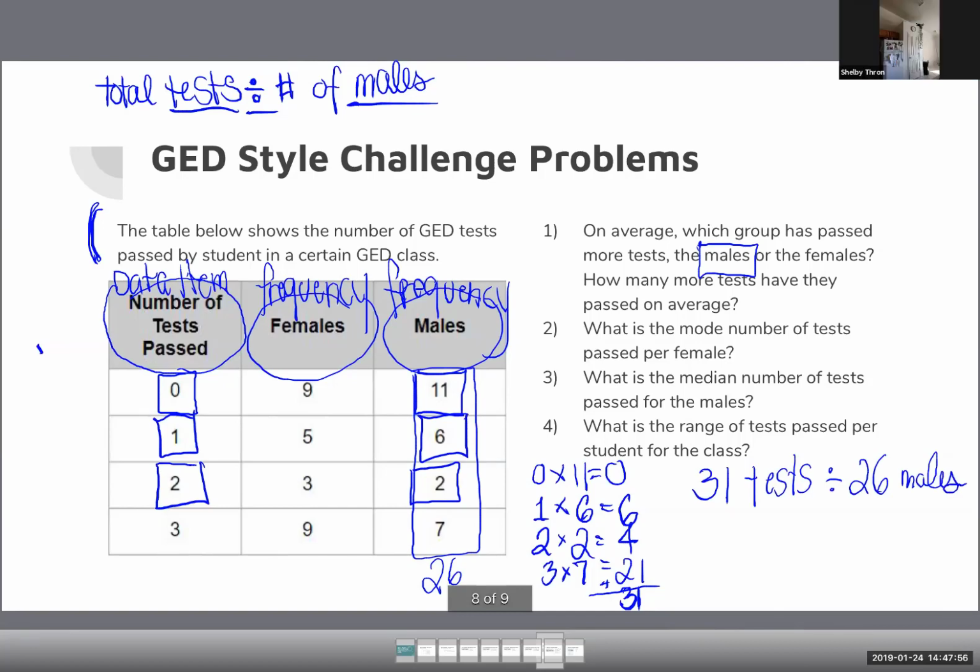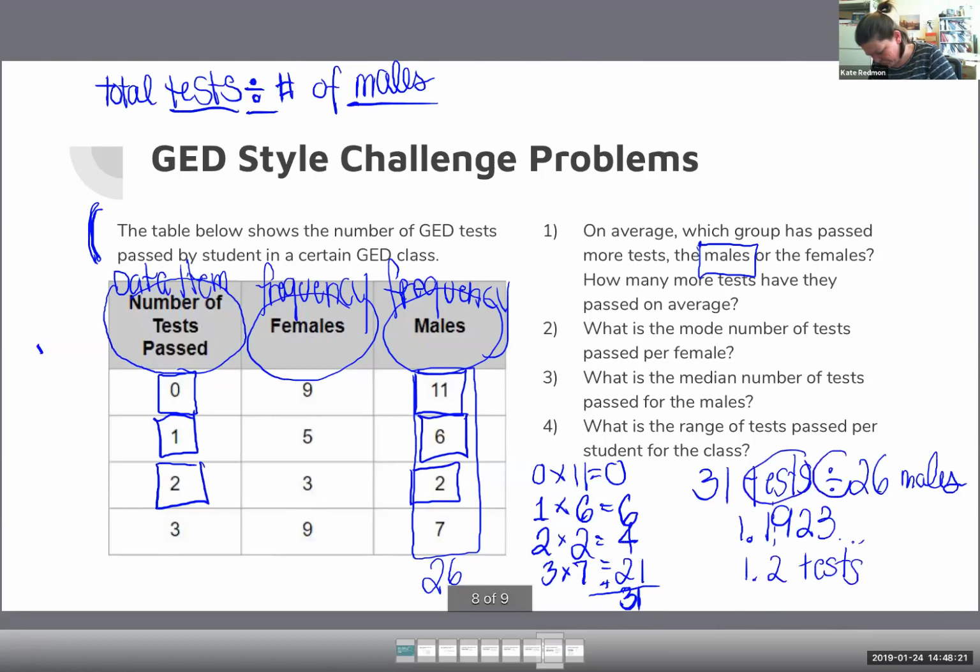Okay, so 31 tests divided by 26 males, and I get this really long, ugly decimal. If this were on the GED, it would probably have rounding directions or else a multiple choice, so you would know where to round to. But I'm just going to round to the tenths place. It says 1.1923, yada, yada, yada. I'll just take 1 decimal place and call that about 1.2. And then again, that's tests per male. Okay, so we're testing our prediction here, 1.2 tests per male.